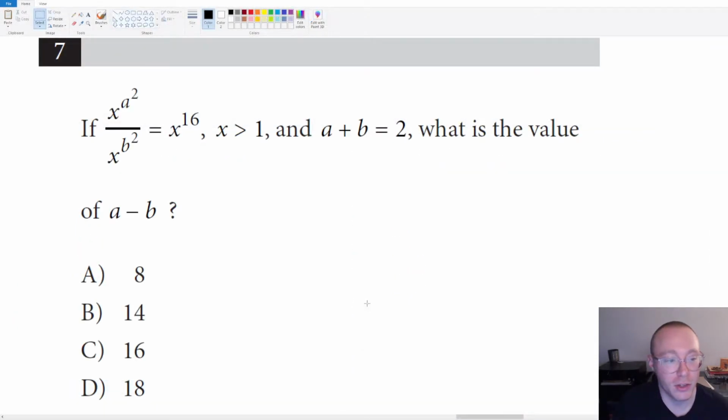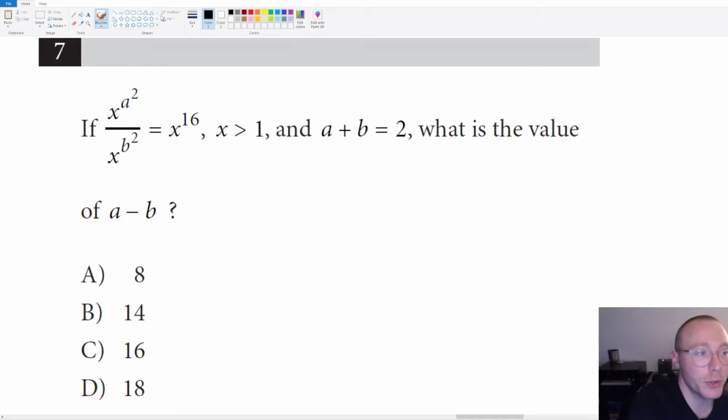Here it is. This is number 7. It says, if x to the a squared over x to the b squared equals x to the 16th, x is greater than 1, and a plus b equals 2, what is the value of a minus b? So this question has a lot going on and it seems sort of complicated, but you'll be able to solve this question using a very easy technique that you learn actually in Algebra 1.